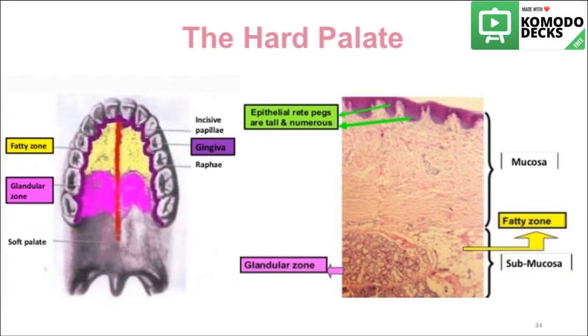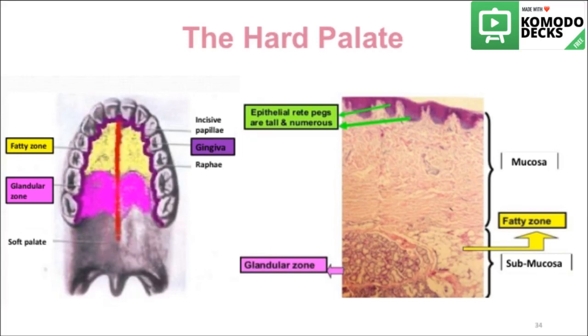Next is the hard palate. It is composed histologically of palatal gingiva, a midline raphe and incisive papillae, or rugae, which are here, and the two anterior lateral parts are composed of fatty zone, while the two posterolateral parts are glandular zone according to the composition of the submucosa.